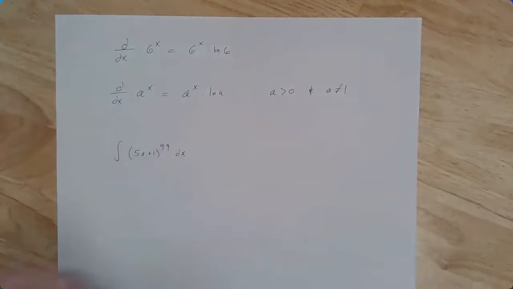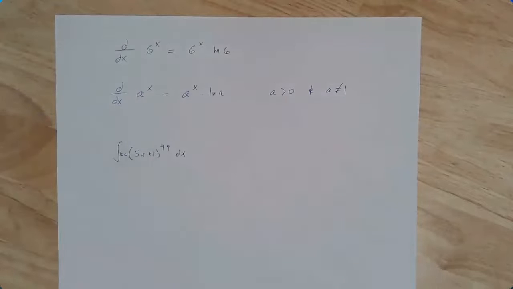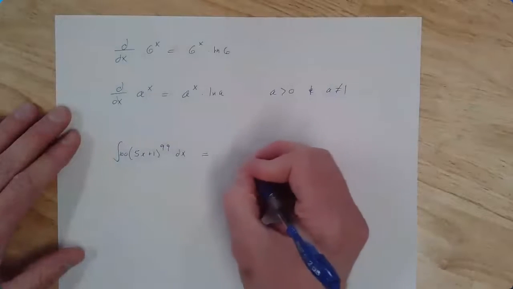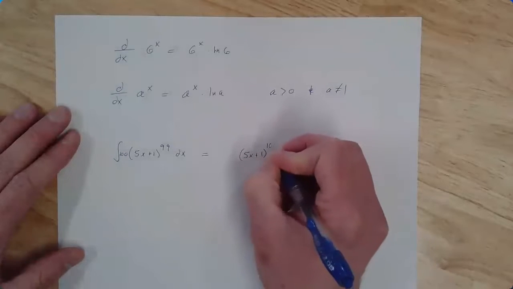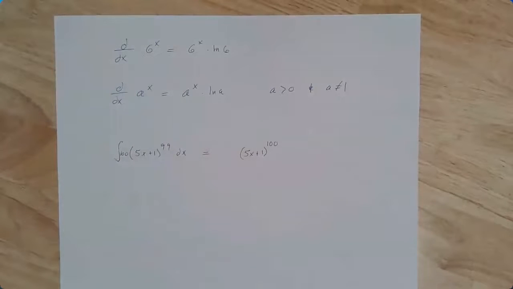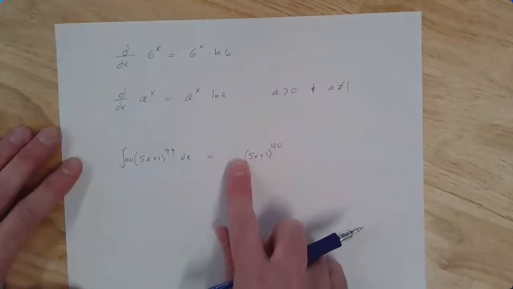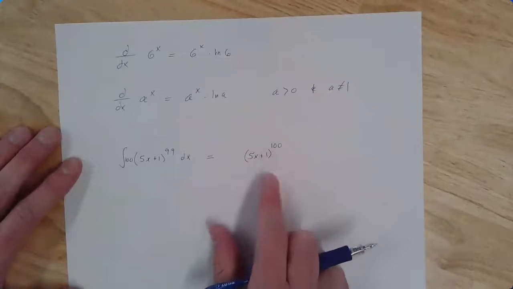So let's actually make it even easier. Let's make it 100 times (5x+1) to the 99th power. So a good guess, but a wrong guess, would be (5x+1) to the 100th power. Why is that a good guess? Well, if I take the derivative of something to the 100th power, the 100 comes down, this stays the same, and you get the 99th power. But what am I forgetting about?